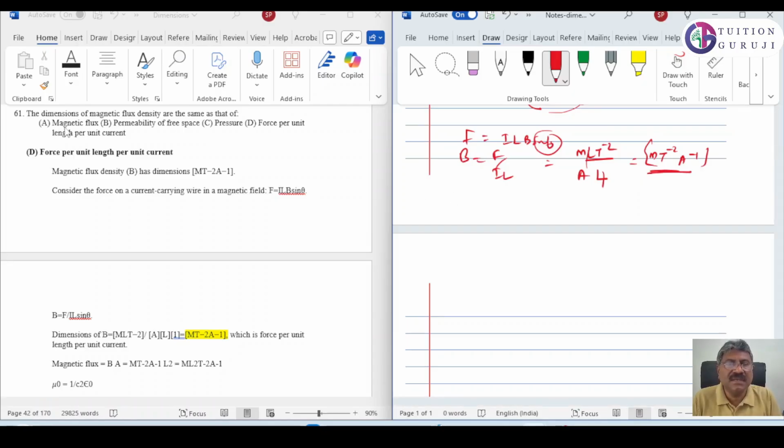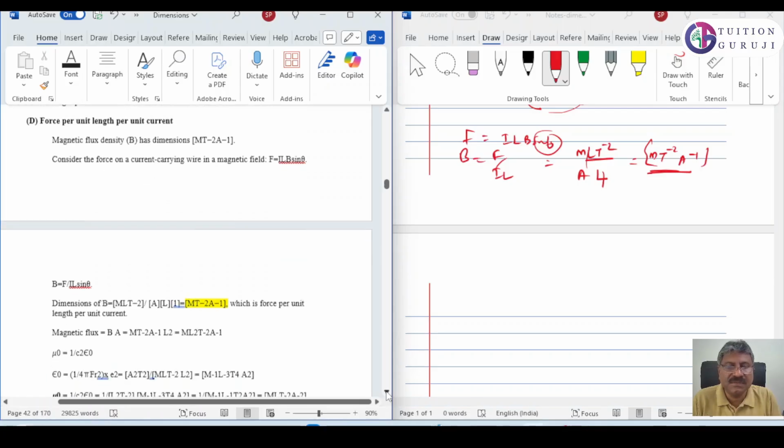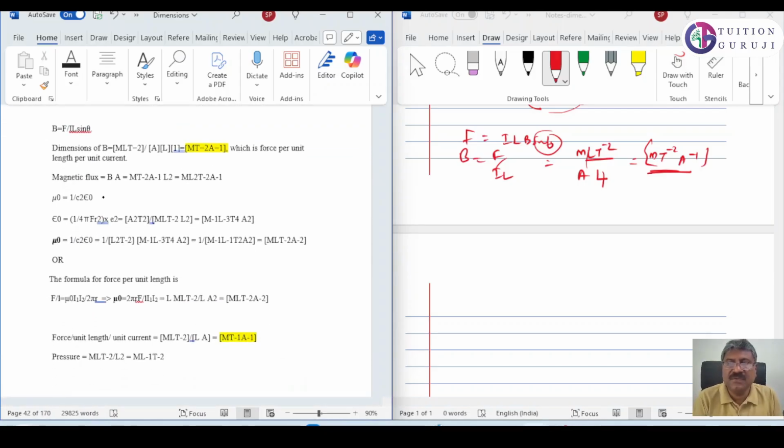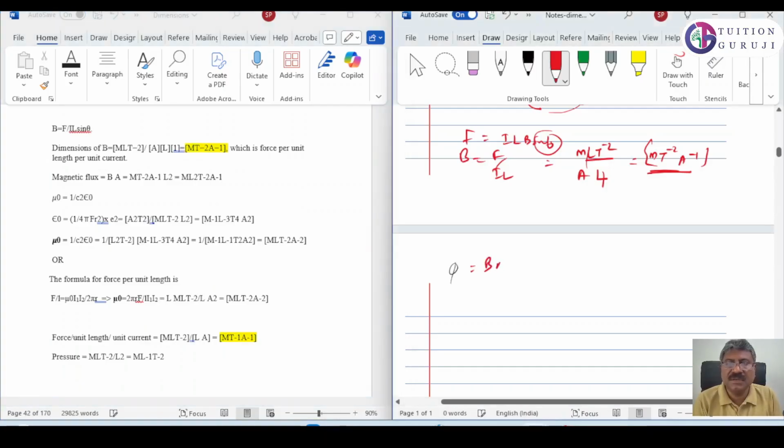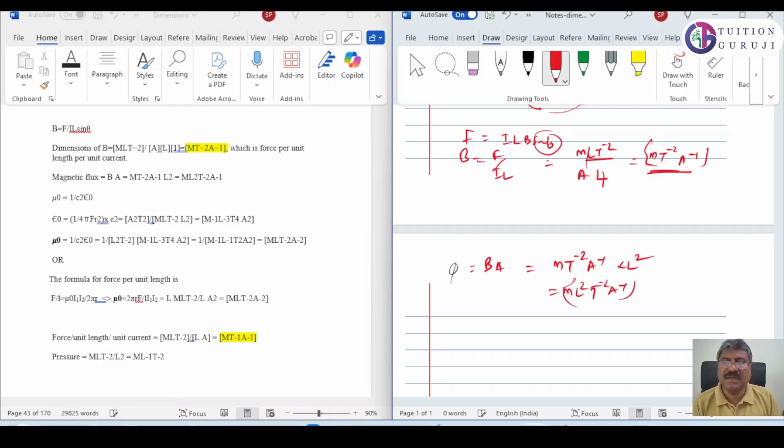Now we have to check if any one of these physical quantities has dimensions the same as magnetic flux density. Okay. So magnetic flux, we know, phi is equal to B, magnetic flux density, into area. So magnetic flux density into area means M T raised to minus 2 A raised to minus 1 into L square. So it is M L square T raised to minus 2 A raised to minus 1. Okay. So it is not matching. Next one, magnetic flux, then mu0.